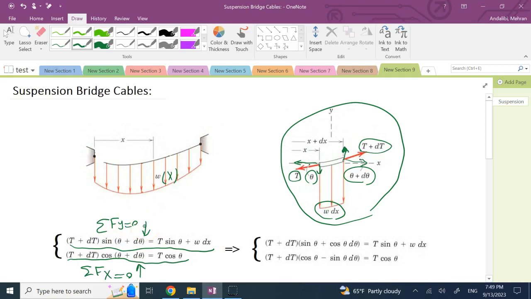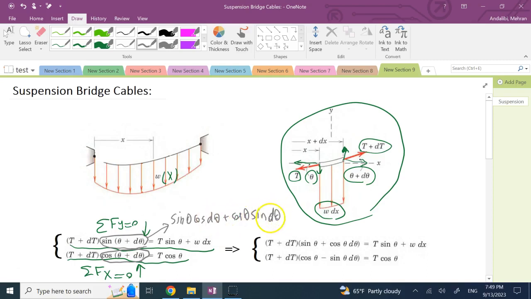So now what would you do? Here, you're going to expand sine of theta plus d theta, and you expand cosine of theta plus d theta. Well, you know that sine of a plus b is going to be sine of the first one, cosine of the second one, plus cosine of the first one, sine of the second one.